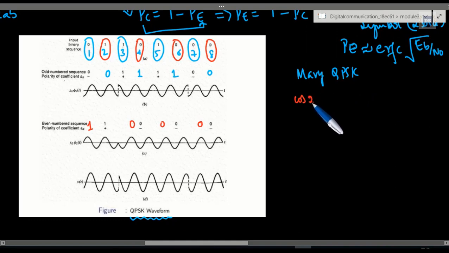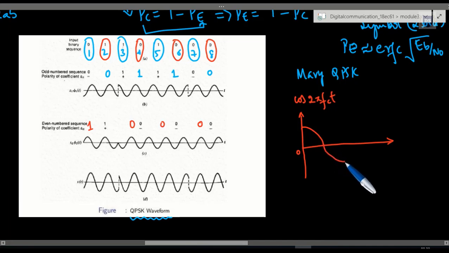cos function over here, cos 2 pi fct, and we already know cos function at 0, cos function value will be equal to 1, and at 90 it's equal to 0, and in a similar way at 180 its value is minus 1, and at 2 pi radian its value will be again equal to 1.